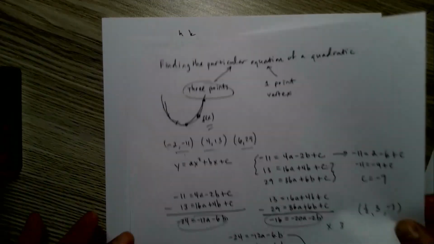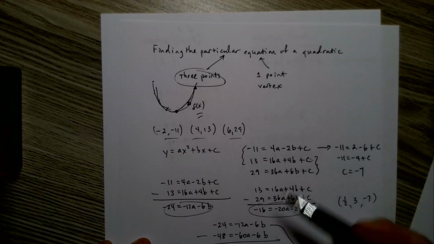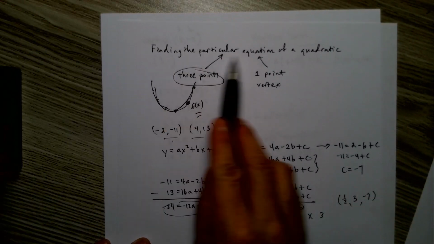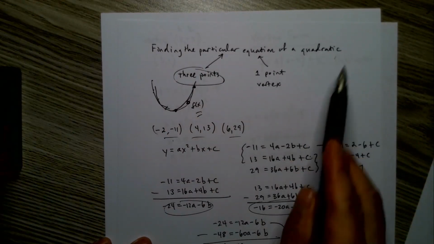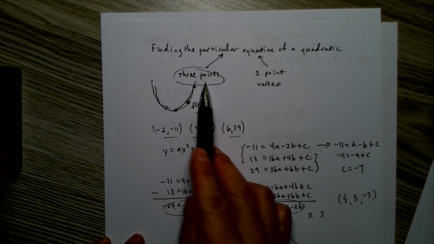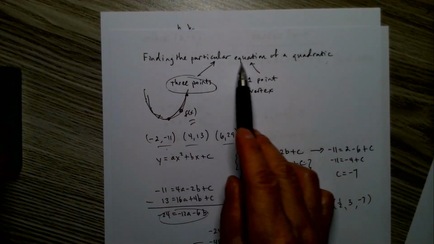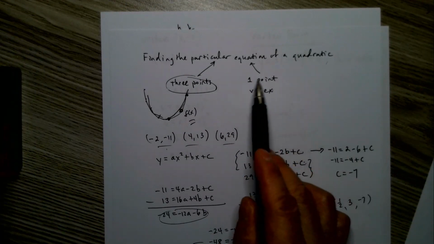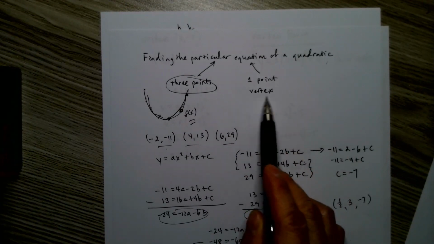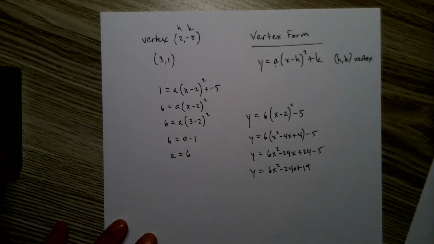Okay, so just to summarize, we found the particular equation of a quadratic given 3 points by setting up the 3 by 3 system. And we found the particular equation of a quadratic given a point and the vertex by using vertex form.